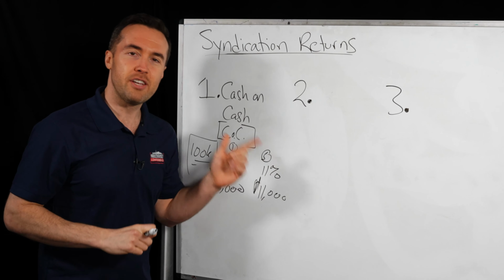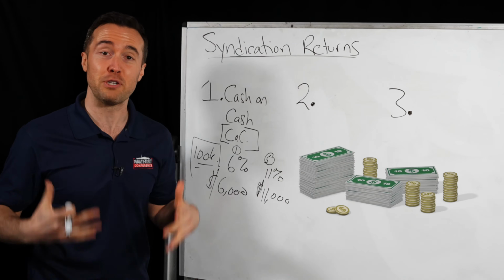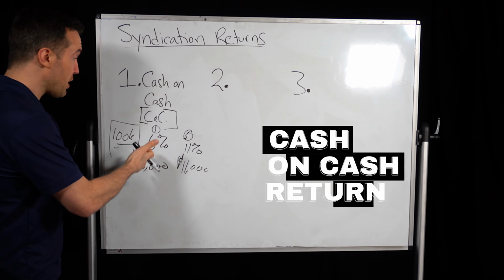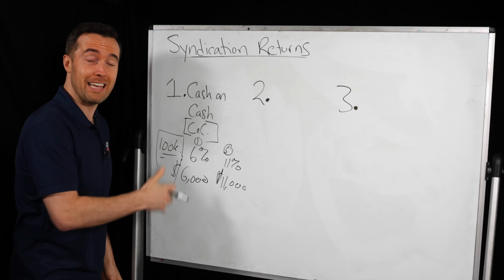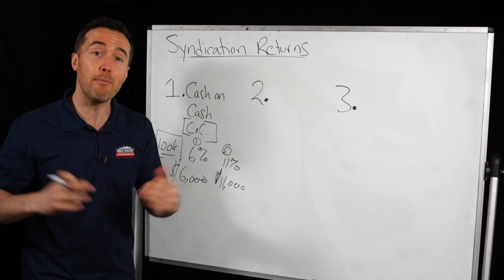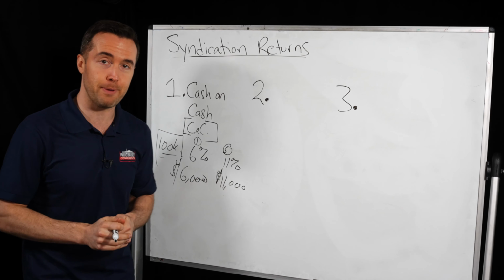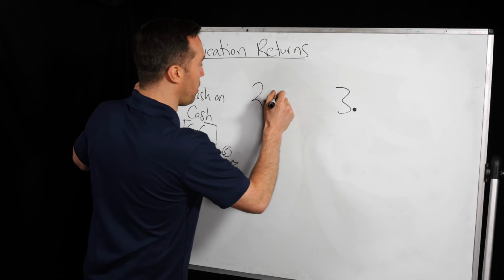Now let's move on to number 2, and it's all about growing your capital, growing your investment. Show me the money. Cash on cash return tells us, well, how much money is our investment making us each and every year? Well, number 2 is, hey, how much has my invested capital grown over the life of the investment? And this is called an equity multiple.